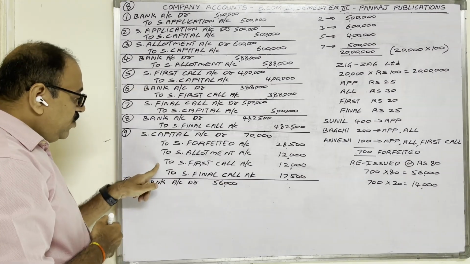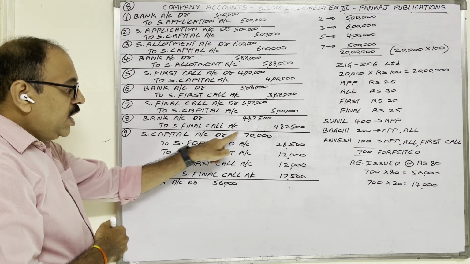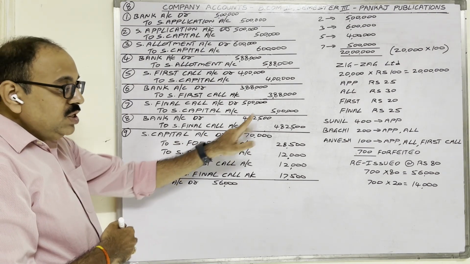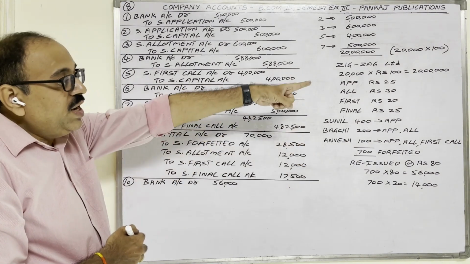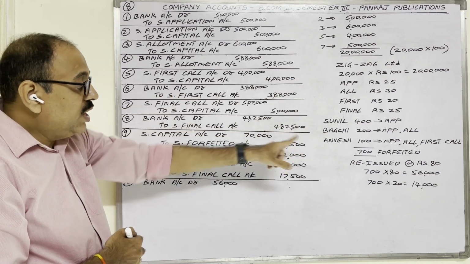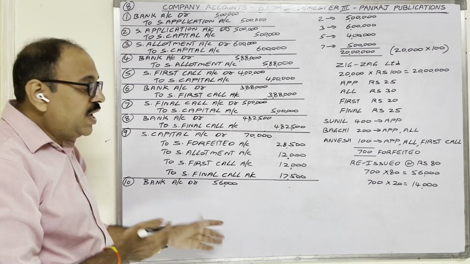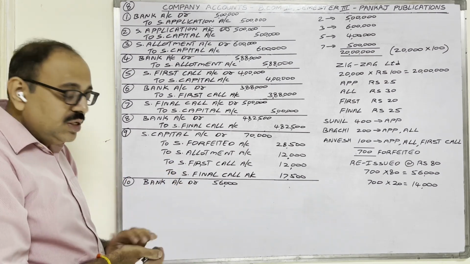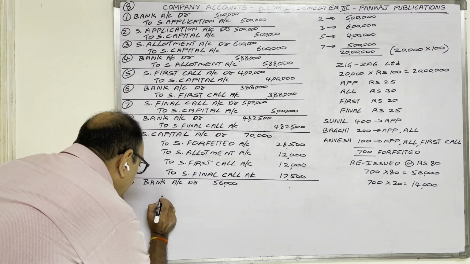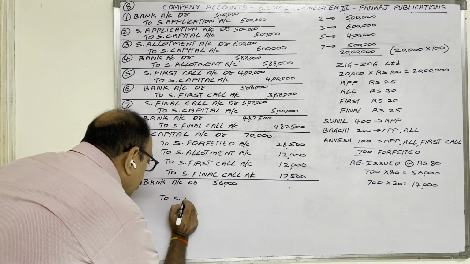In forfeiture entry, we have cancelled share capital account with 70,000 because shares are forfeited. So from 20 lakh rupees capital, we have decreased 70,000 rupees capital. Now these shares are reissued. Means again 70,000 capital is increased. So credit share capital account with 70,000 rupees.